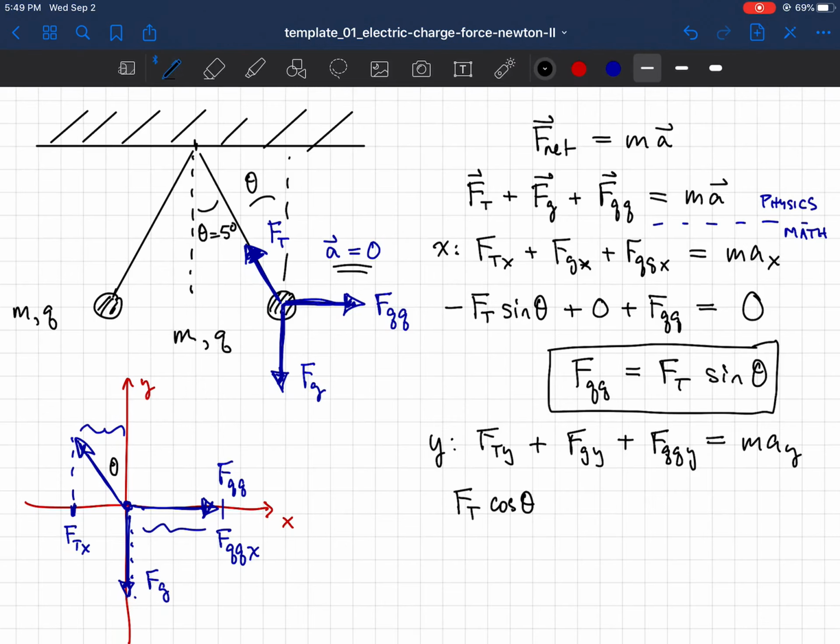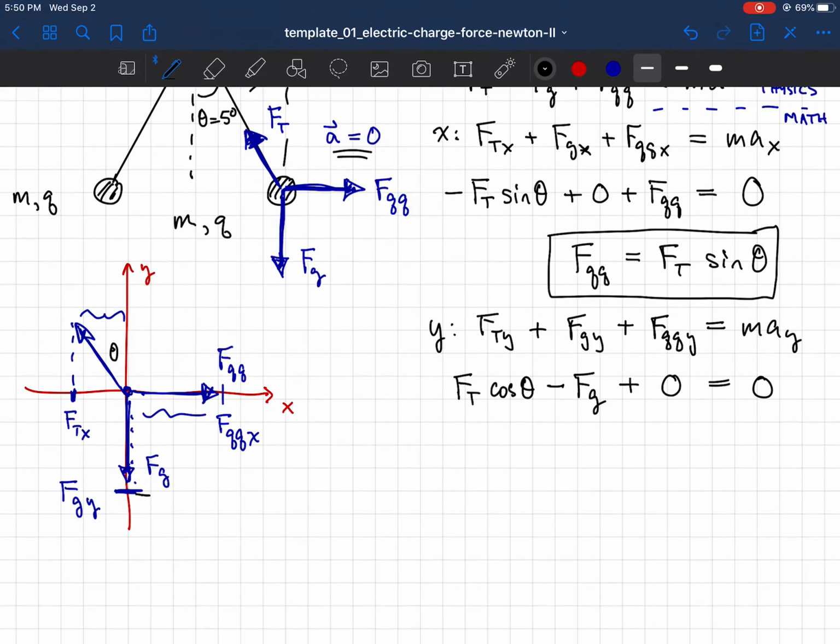F_gy is this number right here. Let me draw that. So it's important to remember that components of vectors are actually tick marks on the axis. It's a number there. And that's important because you want to show yourself that that's a negative number. So I write it as minus the magnitude of F_g, because this negative number here is exactly minus the length of the vector. And then finally F_qq only points on the x-axis, so it has 0 y component, and again we have 0 for the a_y. So our second boxed equation is F_g is equal to F_T cosine of theta.